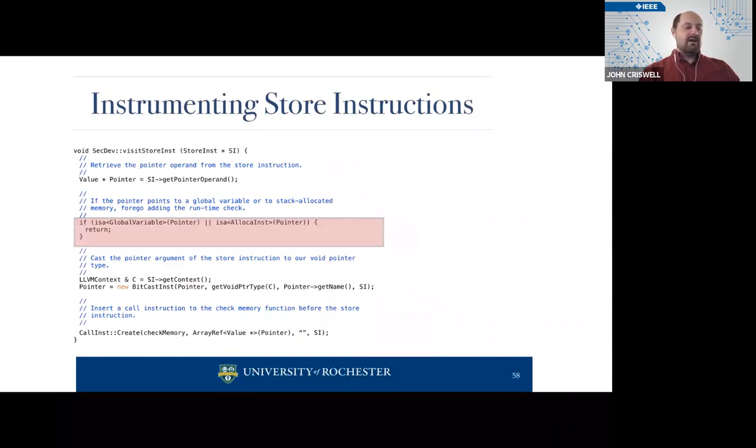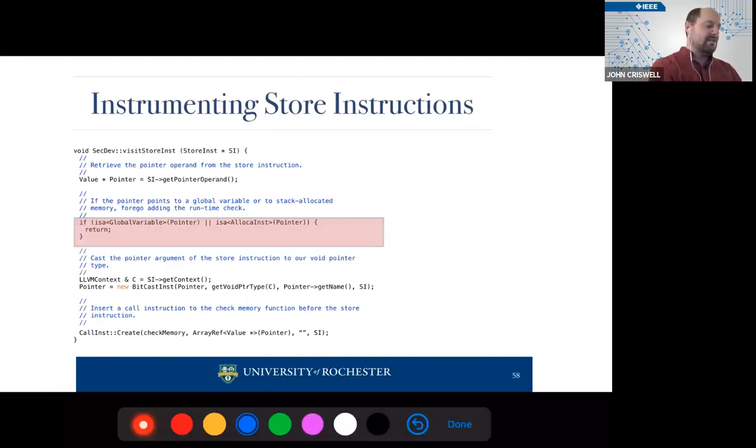And so then what we can do is this. We just want to know if this pointer is a global variable or if it's an alloc instruction. So we write: if is a global variable pointer or is an alloc inst pointer, return. What this means is that if I have an alloc instruction, which returns a pointer, and then I do a store using that pointer, I don't add a call to check memory at all. Likewise, if I have a global variable and I do a store into that global variable, again, I don't need to call check memory.